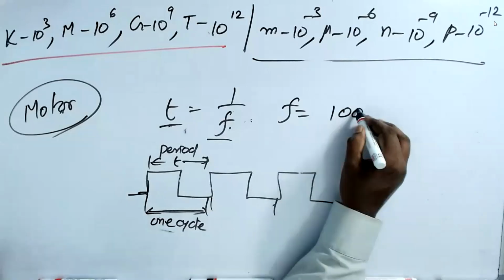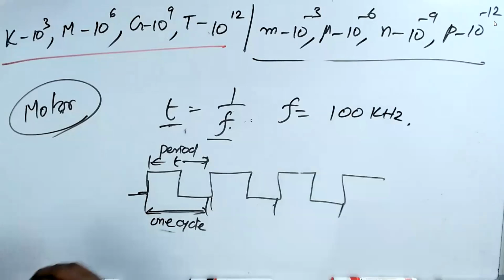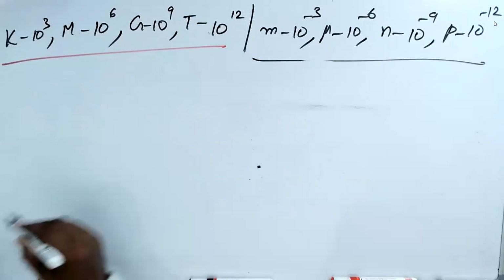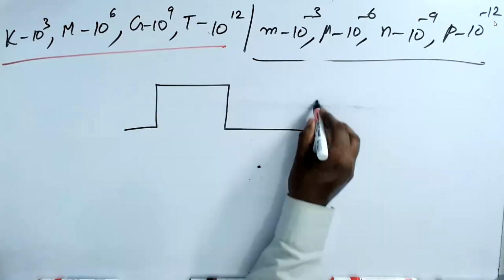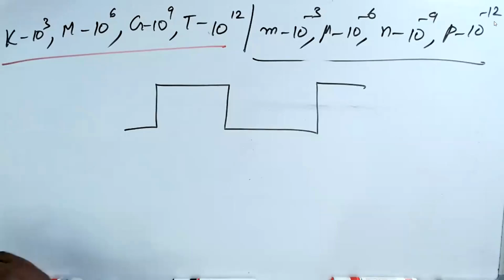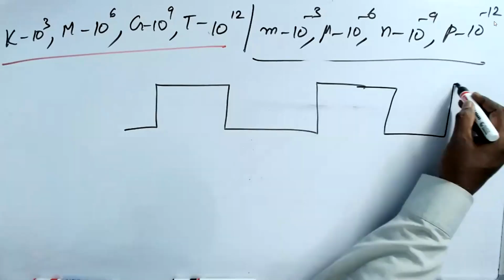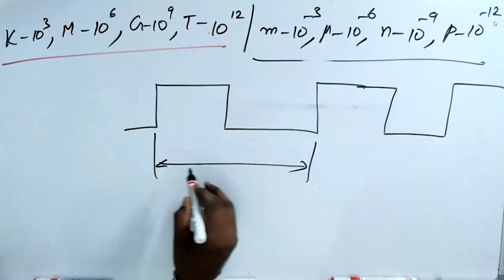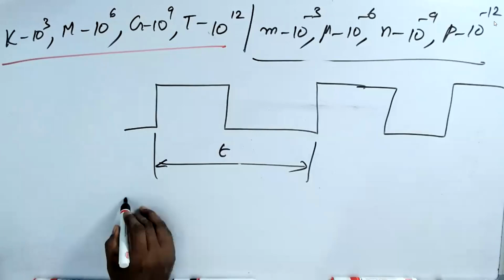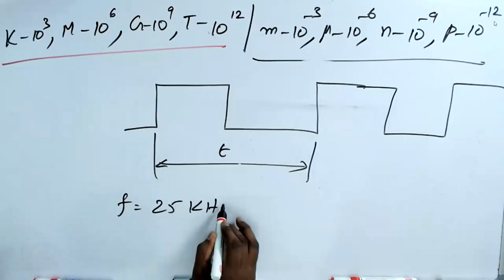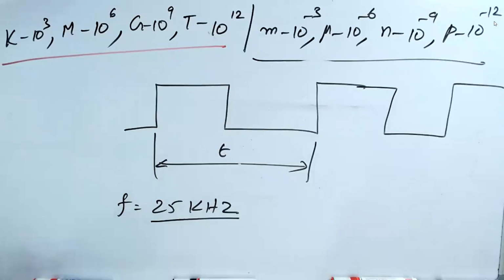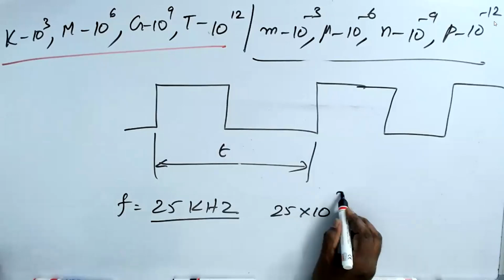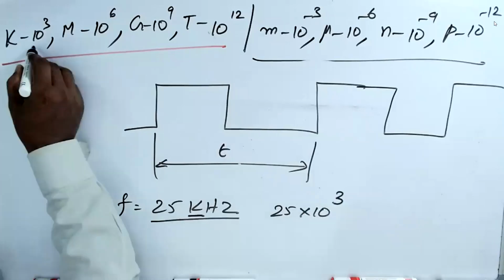Now, let us take only one cycle. This is what is going to repeat. This is called T, which we know. If I say F is equal to 25 kilohertz, what you should do is very, very simple: 25 into 10 power 3, because kilo means 10 power 3. It's very easy for you. Do the sum.